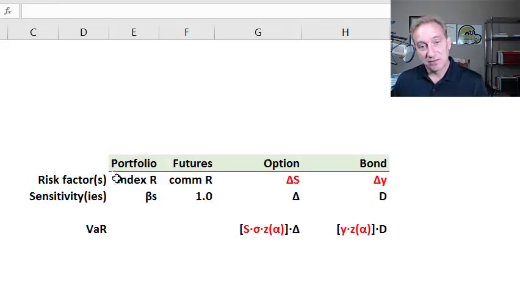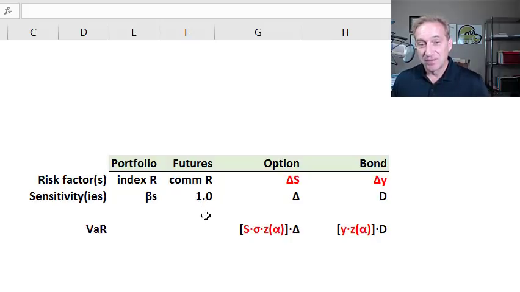And it's pretty useful across various asset classes or position types, right? So we can have a portfolio where the risk factor we probably would map the portfolio to primitives, perhaps index returns, and then sensitivities, which would be betas, to those risk factors. In the case of a futures contract, it could be a commodity return, and our sensitivity in the futures contract is pretty close to 1, just like in the forward contract.